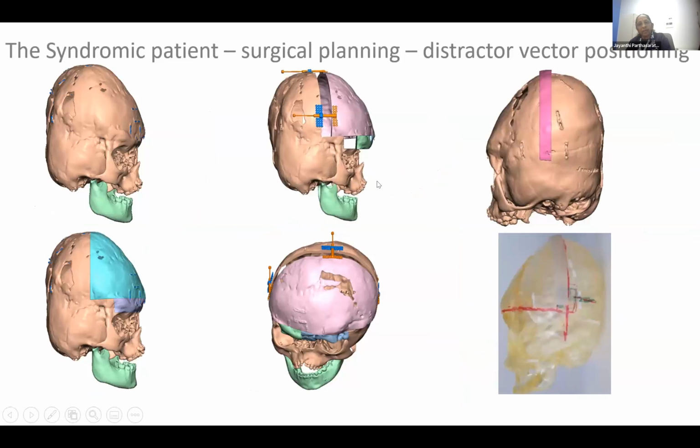This is a syndromic patient for whom we did a virtual surgical planning. This is again from my previous work, and so we got the STLs from the vendor, placed them, and we gave them a bando device which they could use for the planning as well.